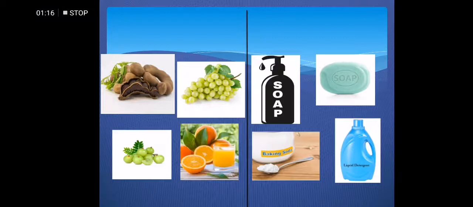They all are sour in taste, and the substances that are sour in taste are grouped under the category of acids. On the other hand, you have soap, detergents and baking soda. What is similar about them? They all are soapy to touch and are bitter in taste, and we group them under the category of bases.